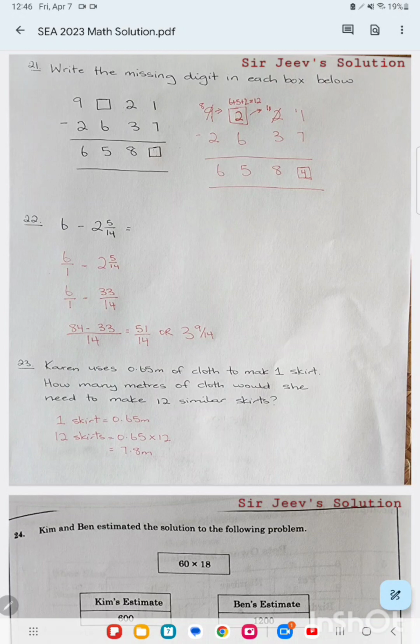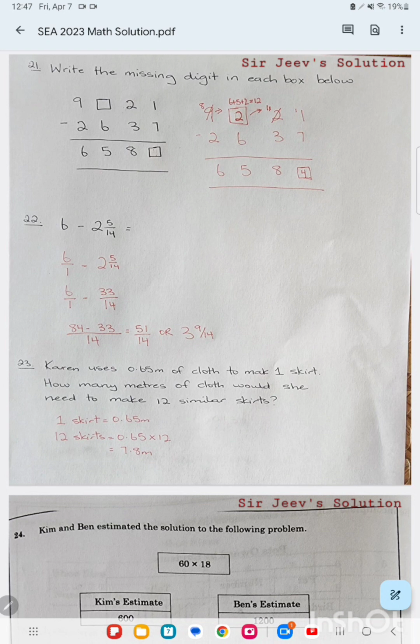So 2 take away 2, you take away 1 from it and you carry it across to the tens column. You'll end up with 11. 11 take away 3 is 8. So therefore you take 1 from the thousands column. You'll have a remainder of 8 here now and carry across here to the hundreds column. You'll get 11 take away 6 is 5 and 8 take away 6 is 2. So the digits that are missing are 2 and 4.